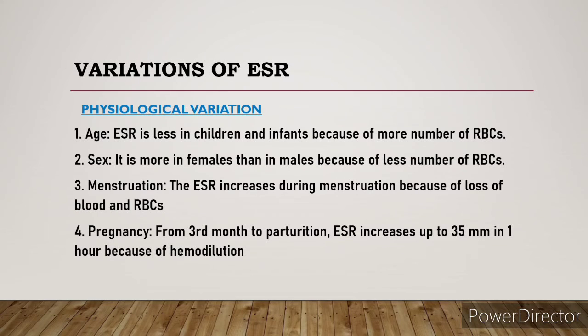Now variation of ESR. Firstly, starting with the physiological variation. First is age. ESR is less in children and infants because of more number of RBC. Second is sex. It is more in females than in males because of less number of RBC. Third is menstruation. The ESR increases during menstruation because of loss of blood and RBC. Fourth is pregnancy. From the third month of pregnancy, ESR increases up to 35 millimeters in 1 hour because of hemodilution.